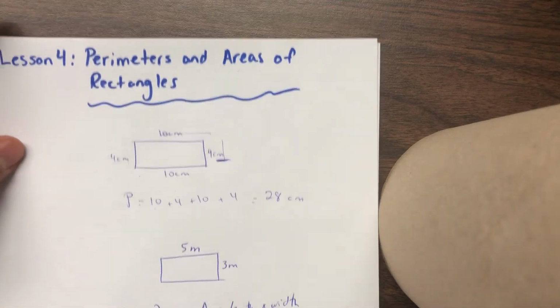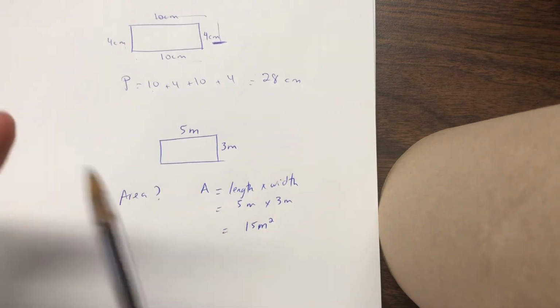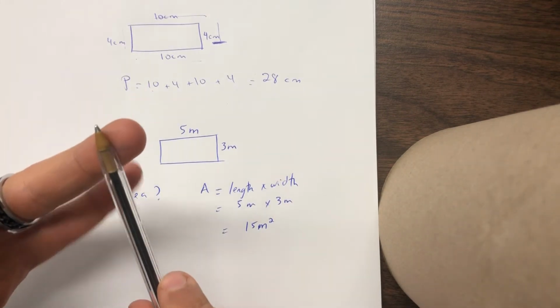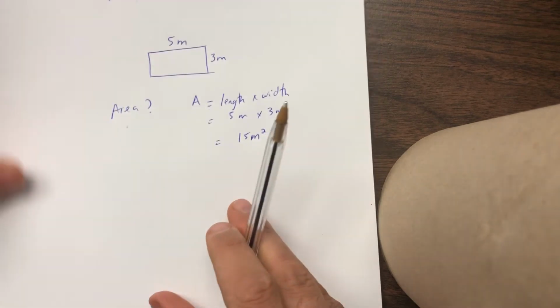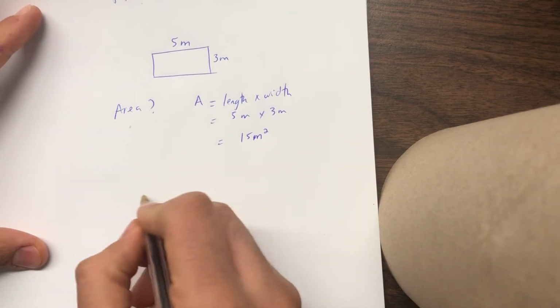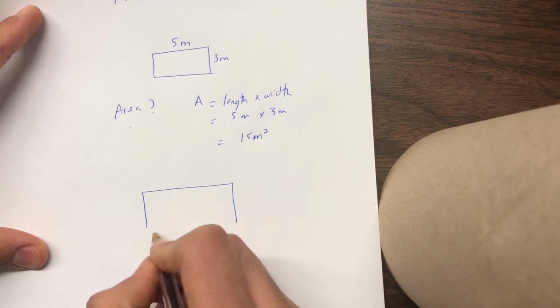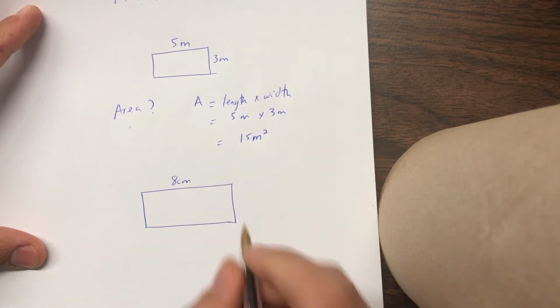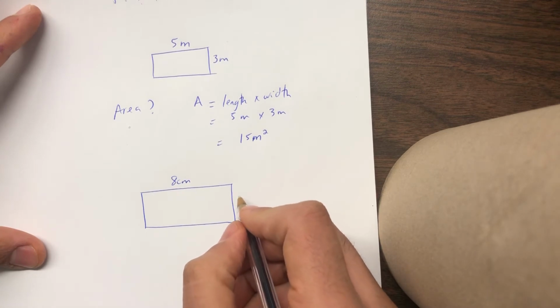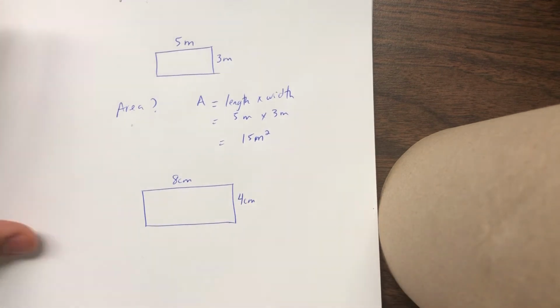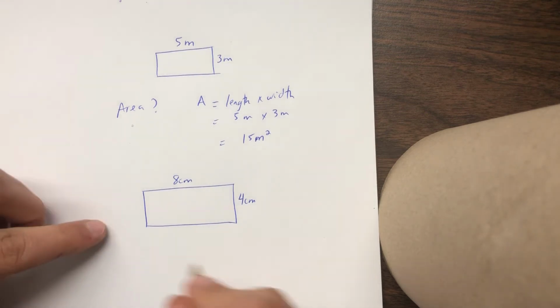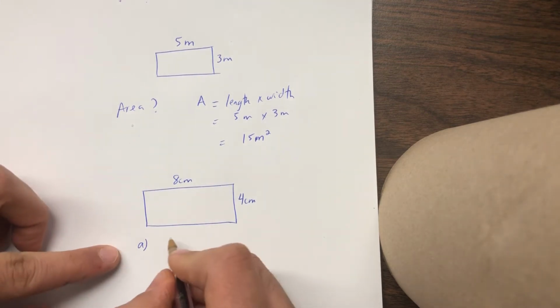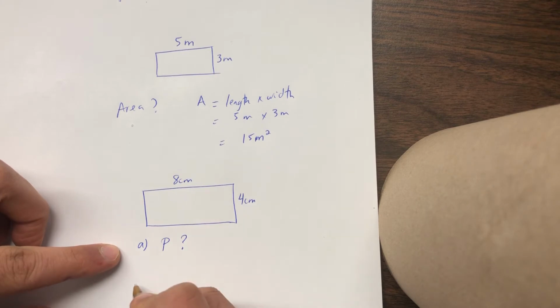Now, since this lesson is combining both perimeter and area, I could bring one rectangle and tell you to find the perimeter for it and then find the area for that rectangle. So again, a question I could be asking is: this is the rectangle, this is 8 centimeters, and this is 4 centimeters, and find the perimeter and then find the area. Part A would be find the perimeter, part B would be find the area.